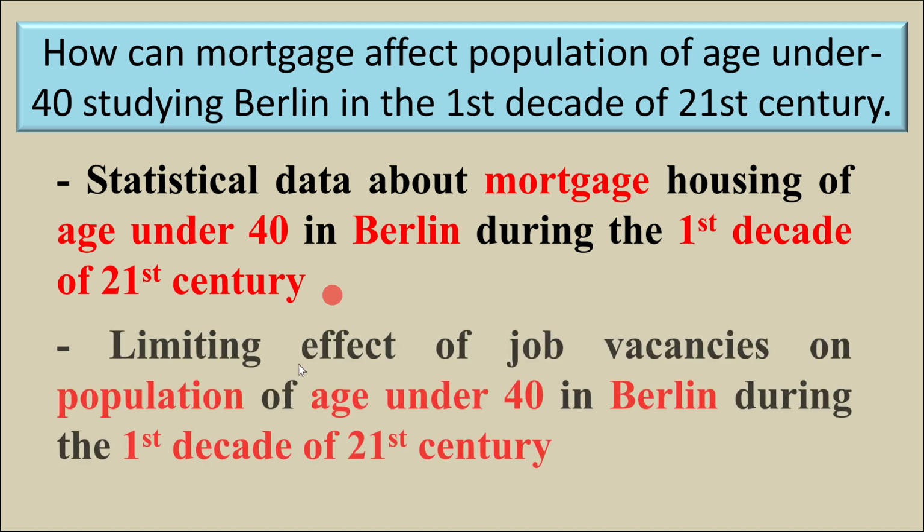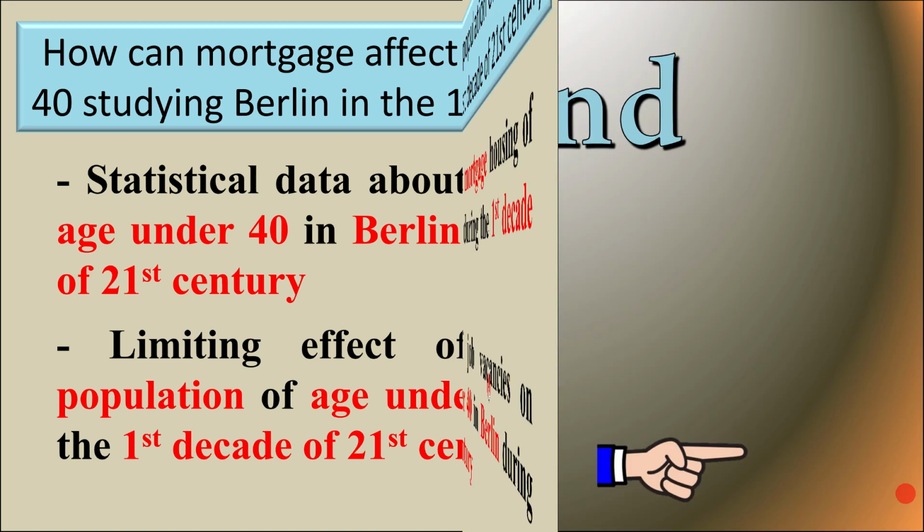Another subtopic may be the limiting effect of job vacancies on population of age under 40 in Berlin during the first decade of the 21st century. As you see, the second subtopic also is related to the research question, but from another aspect, the limiting effect of job vacancies. Anyway, as you see, it's very important to make that structured essay.